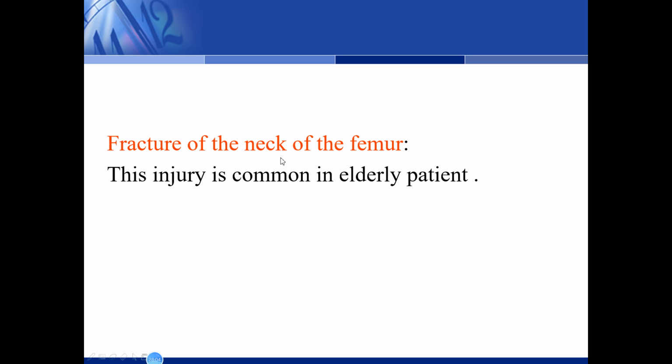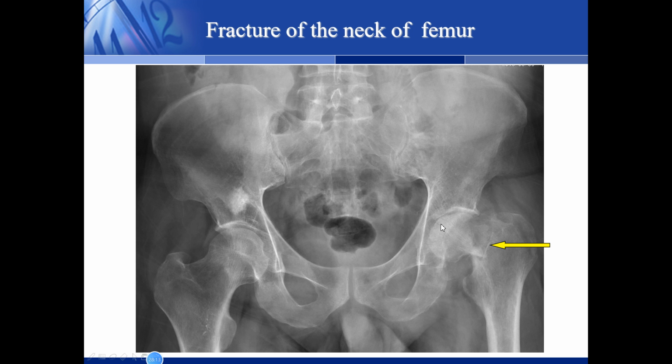The fracture of the neck of the femur. This injury commonly happens in elderly patients. Here we could see the cortex is discontinued, and here is the distal part displaced proximally. So here is the fracture of the neck of the femur.